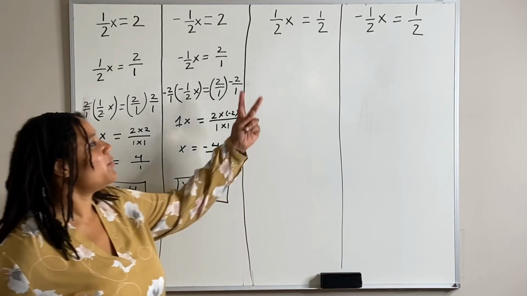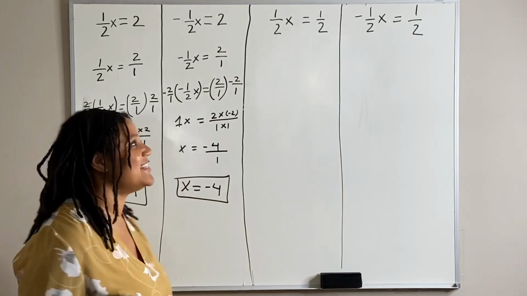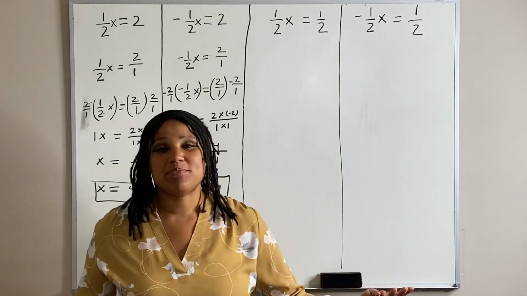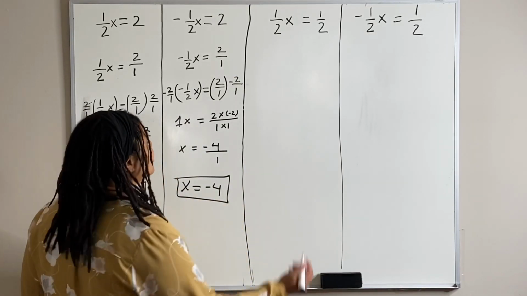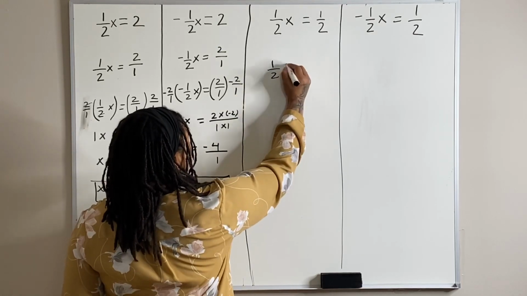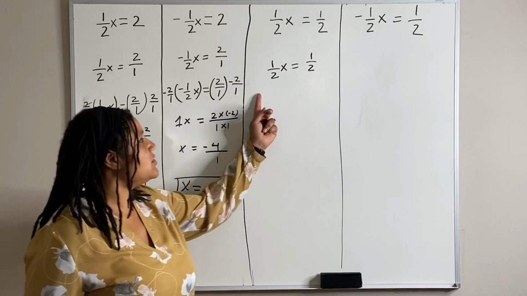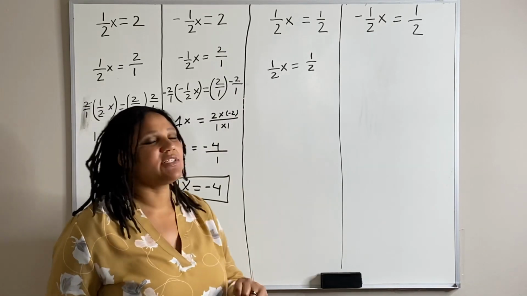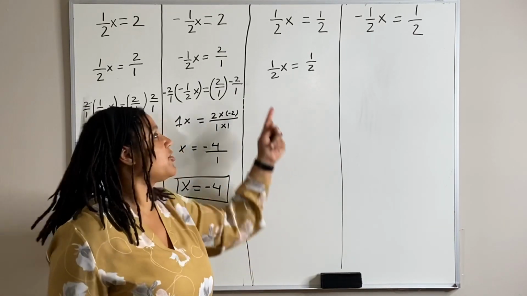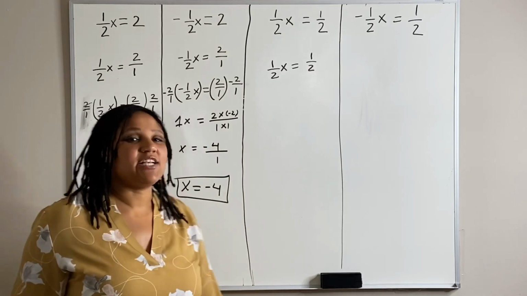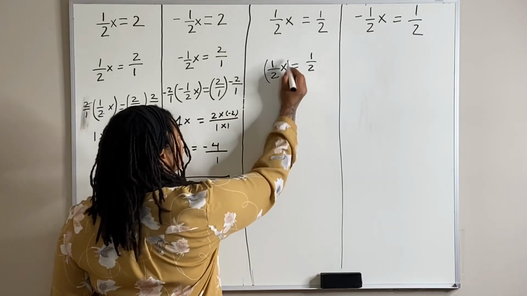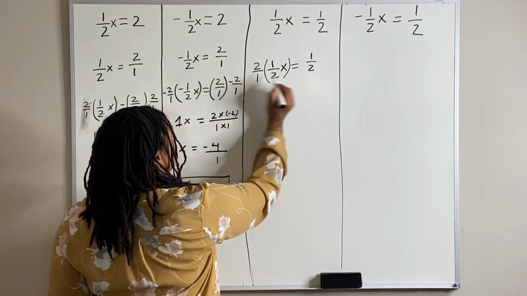This time, we have a fraction on both sides. Again, it's already in the form that I like it to be in, so I'm just going to come out and rewrite the number here. And what I'm going to do is multiply both sides by the reciprocal of the number that is attached to the x. So the reciprocal of 1/2 is 2 over 1.